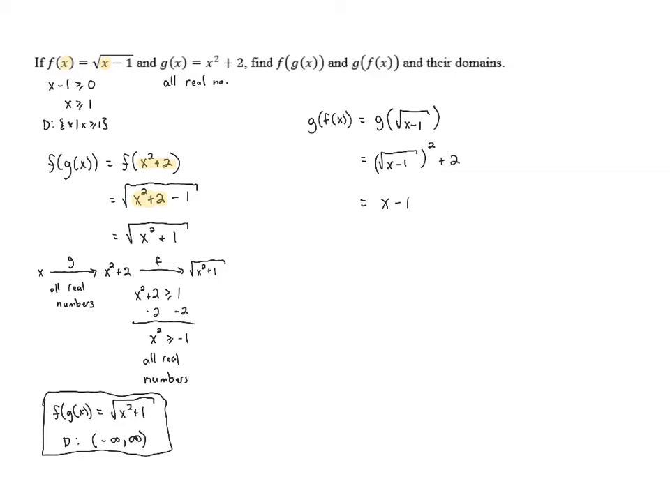Here, that's x minus 1. And then, of course, we still need to add 2. Now, when we combine these constant terms, negative 1 plus 2 is positive 1. So in the end, we end up with x plus 1.